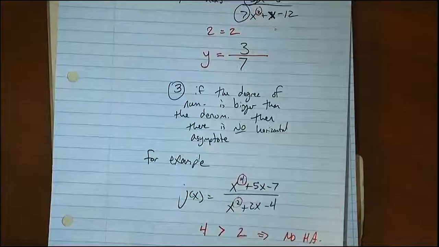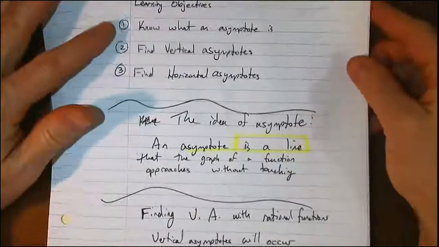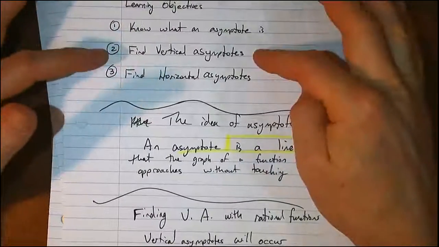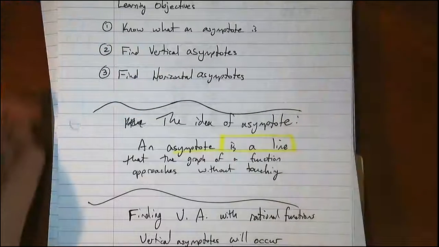All right, so that takes care of everything for this video. We've explained what asymptotes are, and then we've talked about how to find both vertical and horizontal.